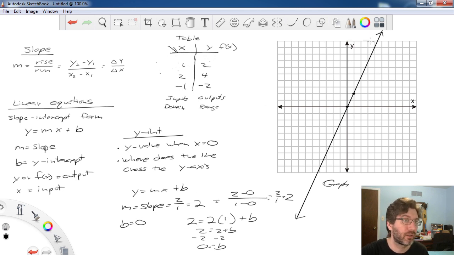In that way, we can write our equation once we get these two. So the equation for this line, I guess I'll squeeze it in here. The equation is f of x, or you could use y, equals m, which is 2, times x, which is your input, plus b, which is 0. And that actually goes away, and it's just f of x equals 2x. There's your equation. It comes right out of this form here. So it's really simple to look at it.